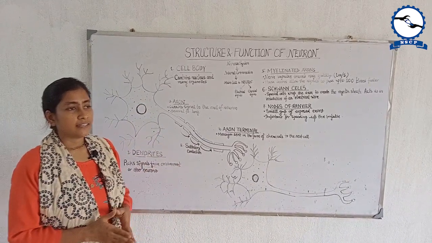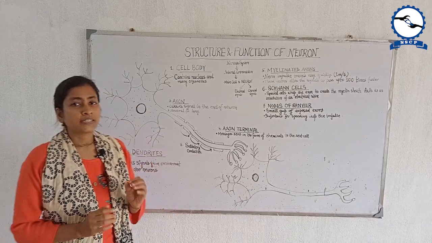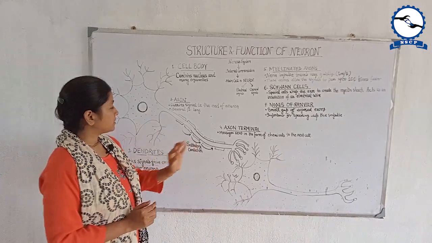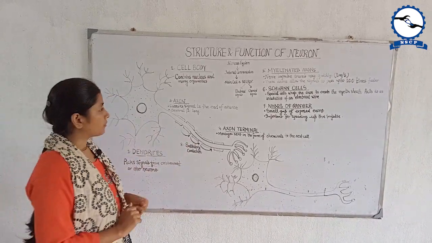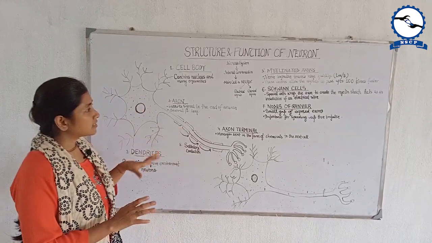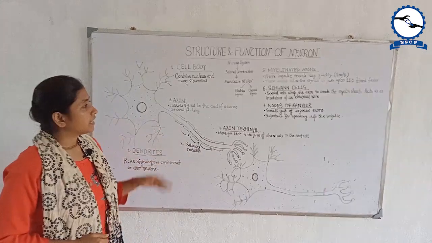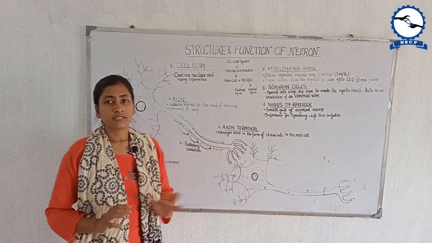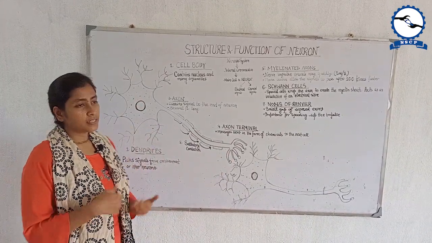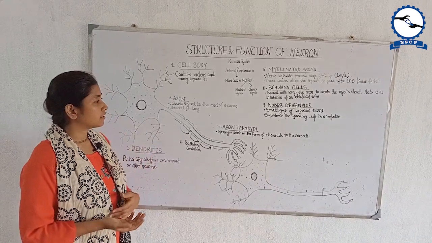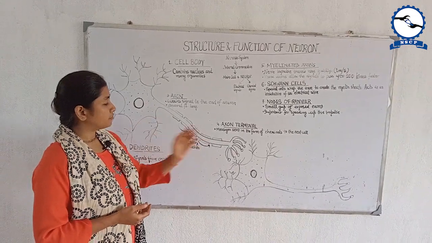Now we can see that a nerve impulse travels very quickly. It takes at least around 1 meter per second to carry the impulse from one neuron to another. When there are myelinated coverings on the axon, it becomes up to 100 times faster. That means impulse conduction becomes 100 times faster in myelinated neurons.